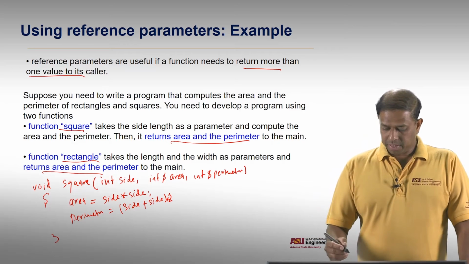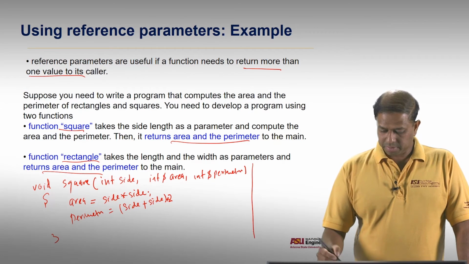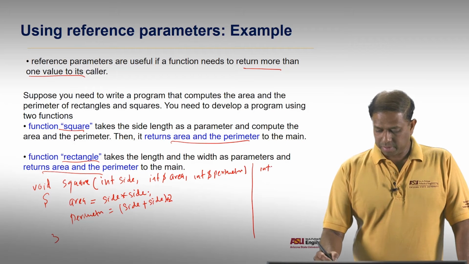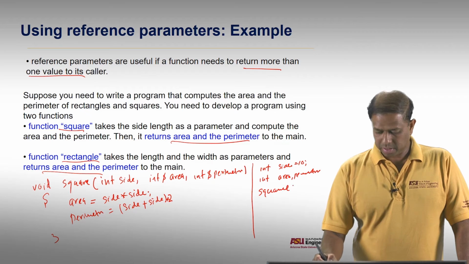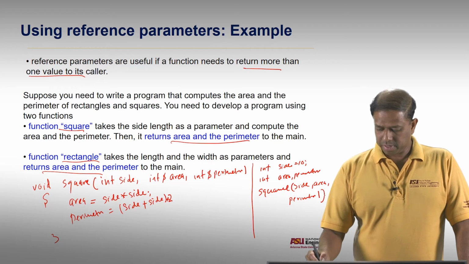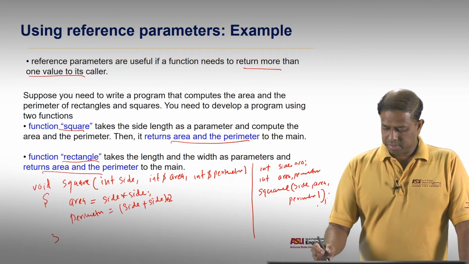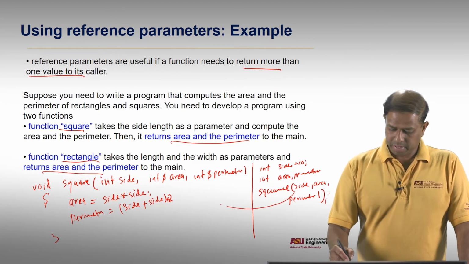Now when we are calling this, let's say in the main method, we can have an integer variable called side, and let's say side equals 10, and then you can have two integer variables for area and the perimeter, and then you can call square with side, area and perimeter, right?